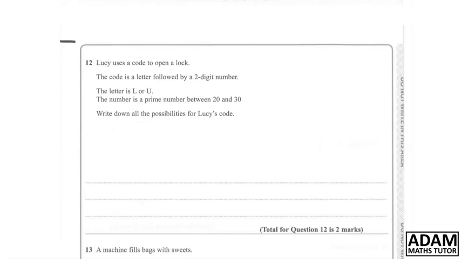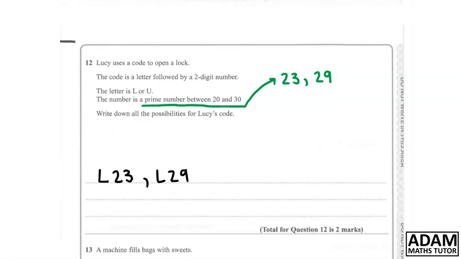The letters are already given to me, but I haven't been given the prime numbers between 20 and 30, so I'm going to need to work these out. It's not 21, as that's in the 3 and 7 times table. 23 is a prime number. 25 isn't, it's the 5 times table. 27 is in the 3 and the 9 times table. 29 is a prime number, and that's all of them between 20 and 30. So the combinations would be L with 23, L with 29, U with 23, and U with 29.